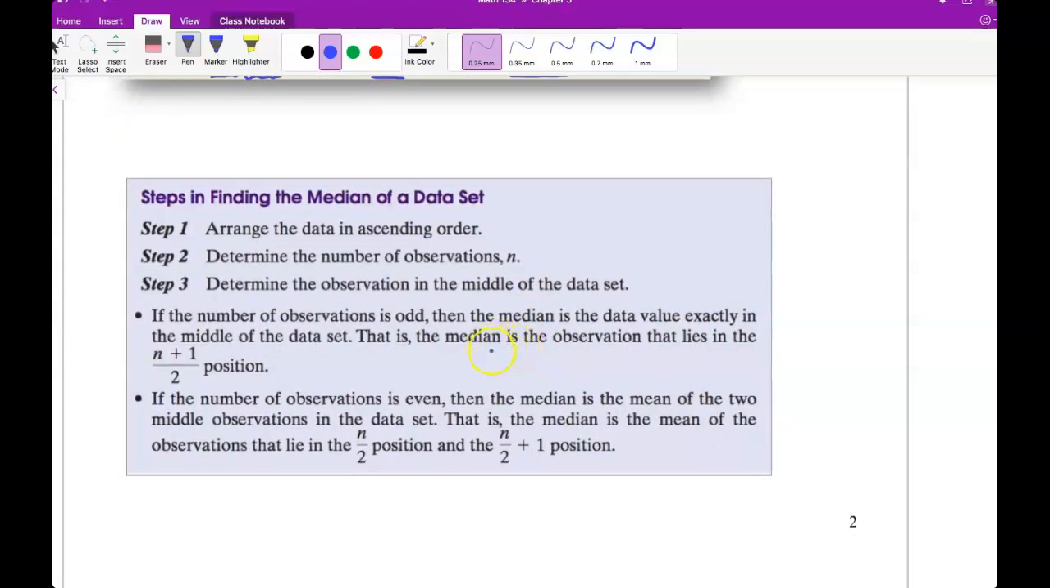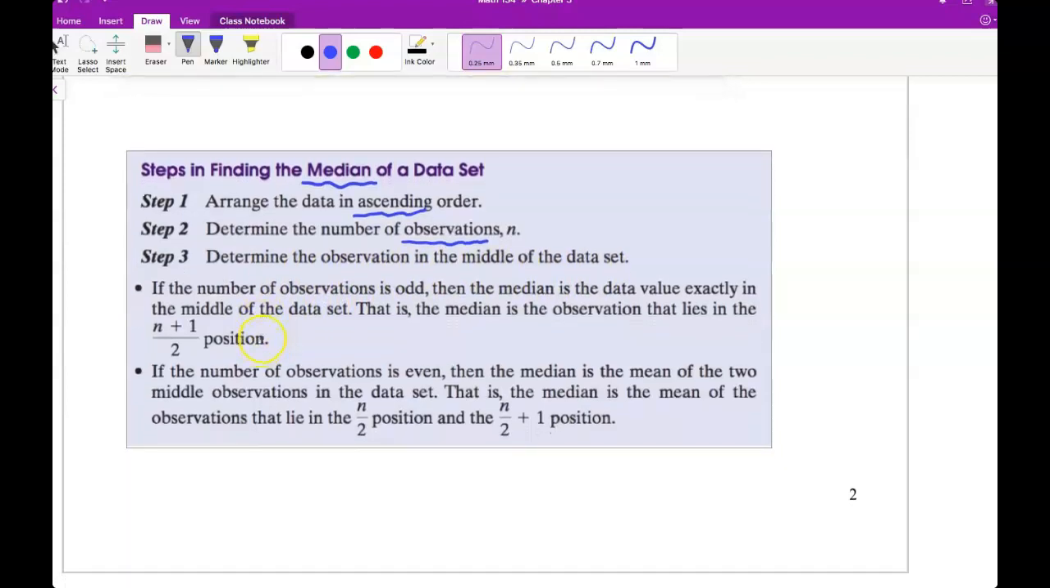Here we have steps to find median. First step is always arranging the data in ascending order. Step 2, determine the number of observations, so sample size or population size, number of observations. Step 3, determine observation in the middle of the data set, depending on how many numbers you have. If the number of observations is odd, for example, if you had 3 numbers, that is odd, to find median, the median is the data value exactly in the middle of the data set.